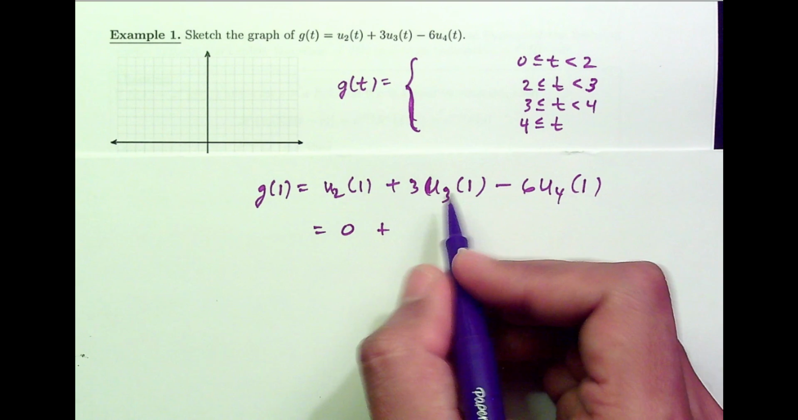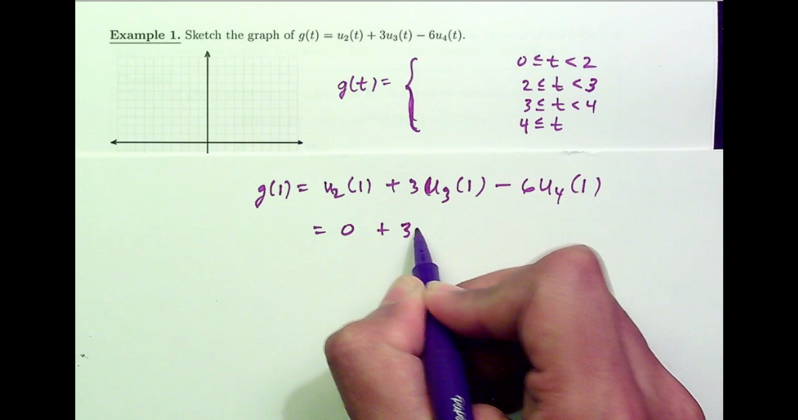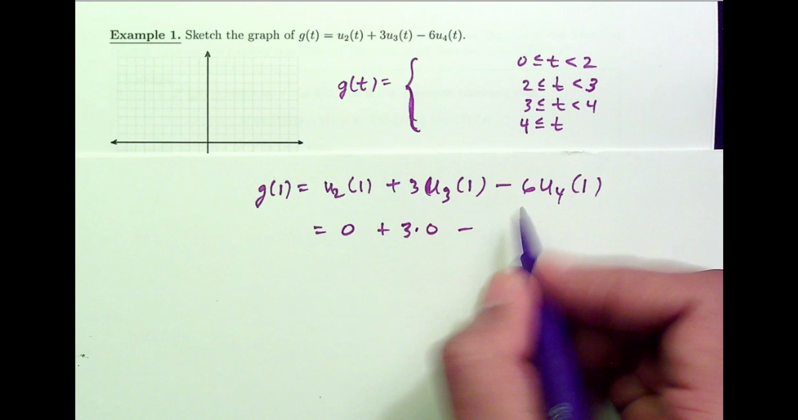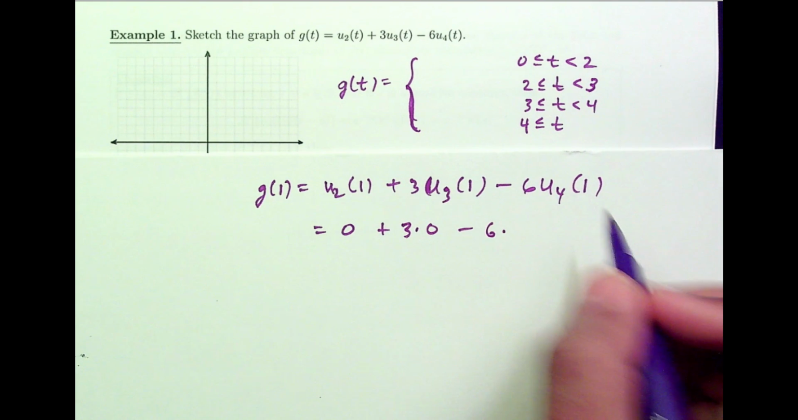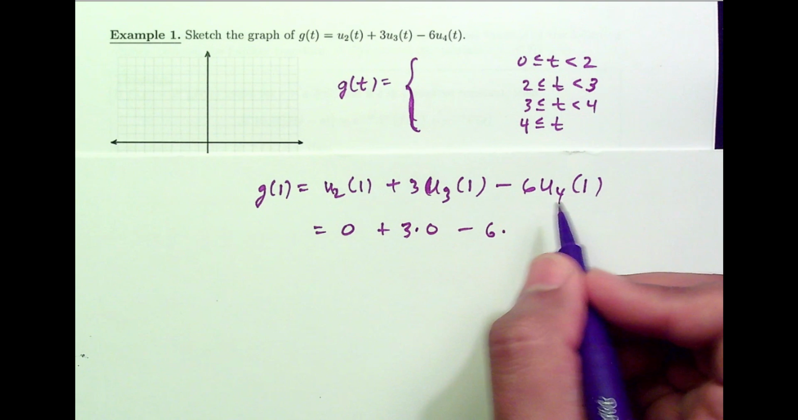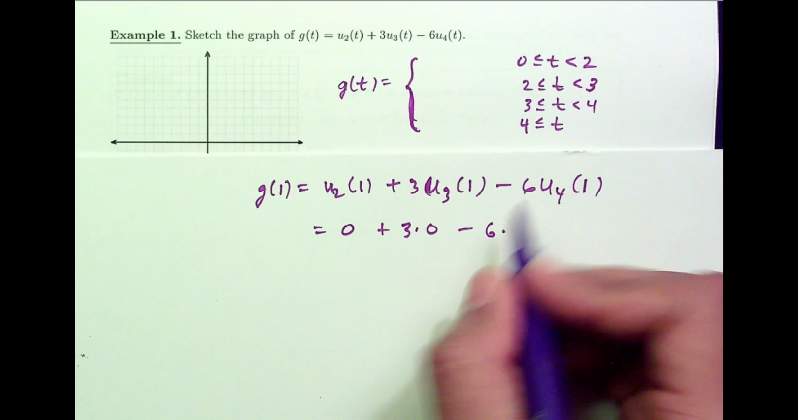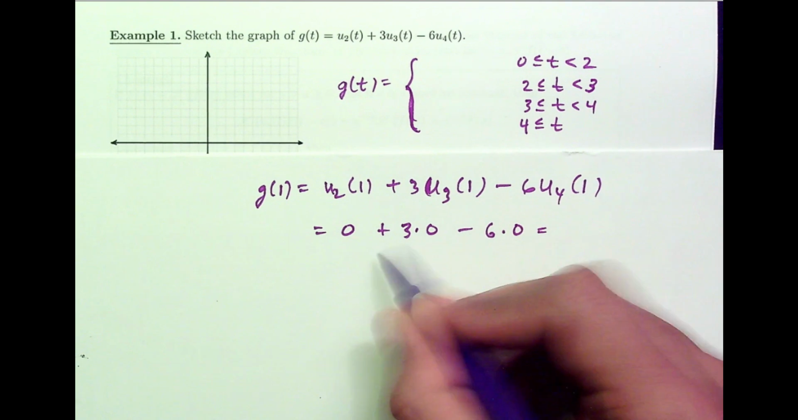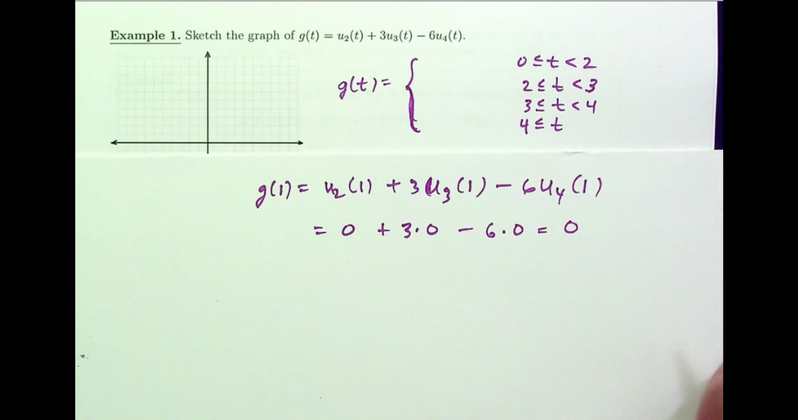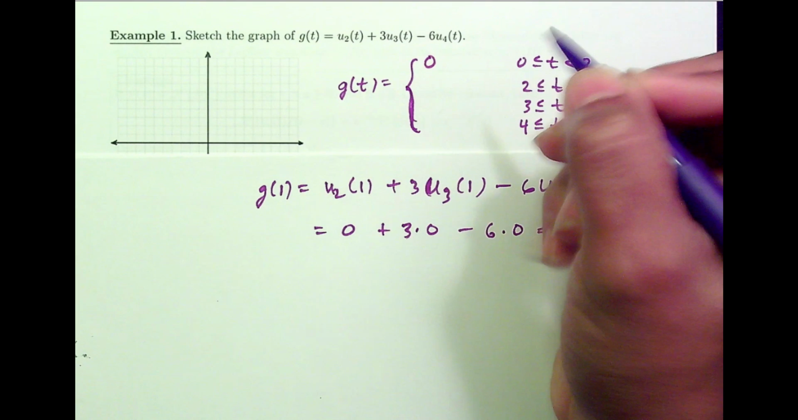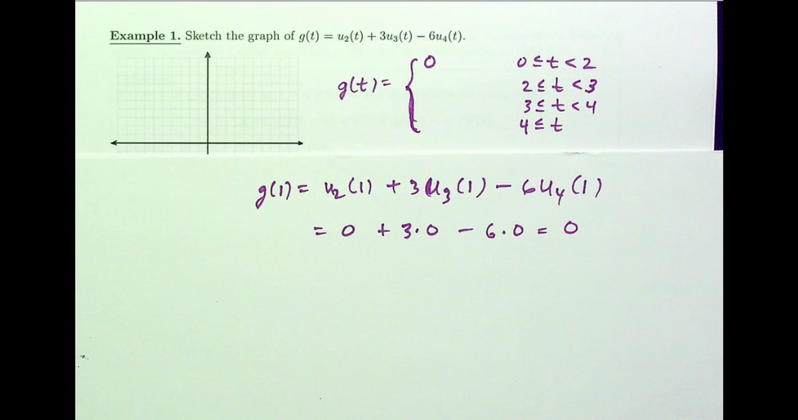This function is off before 3. So this is 3 times this, and then this is 0. And then if you plug in 1 in u4, again, that's still off. This one turns on at 4. So it becomes 1 at 4, but before that it is 0. So that is 0. And then that is 0 plus 0 minus 0, which is 0. So that means between 0 and 2, g of t is 0.